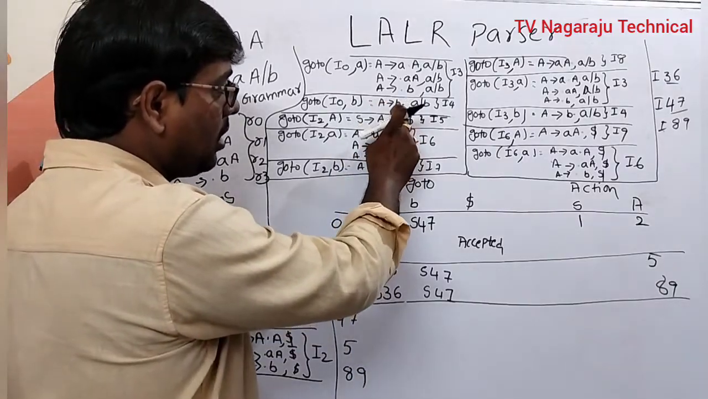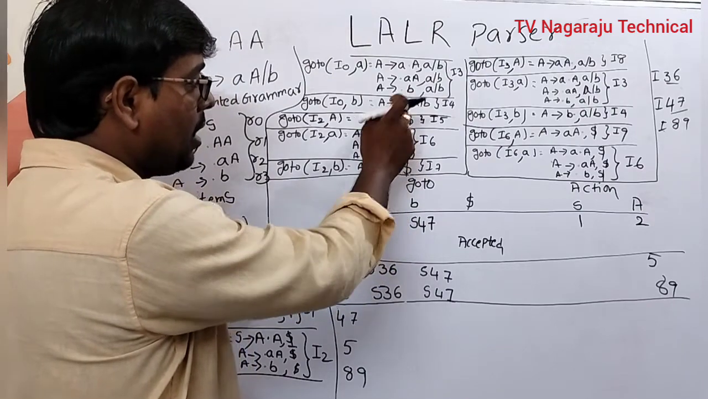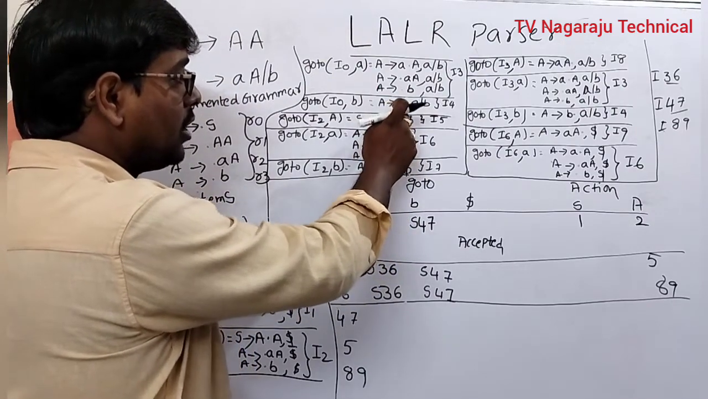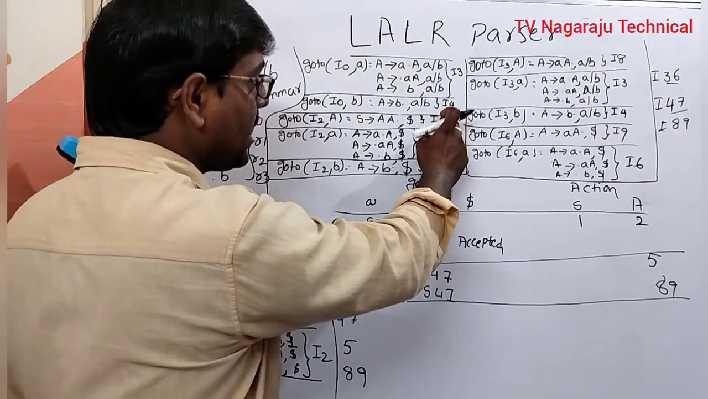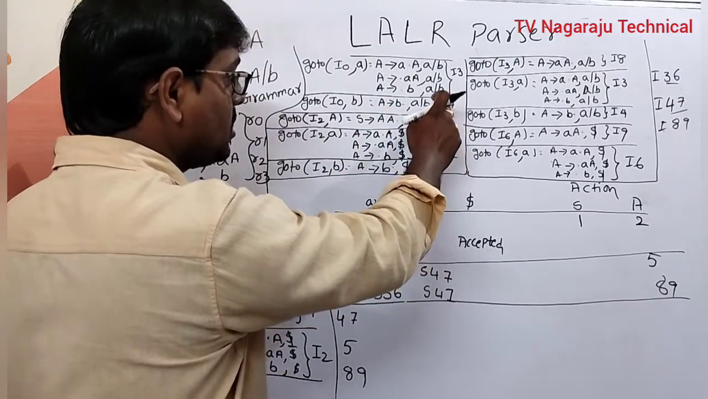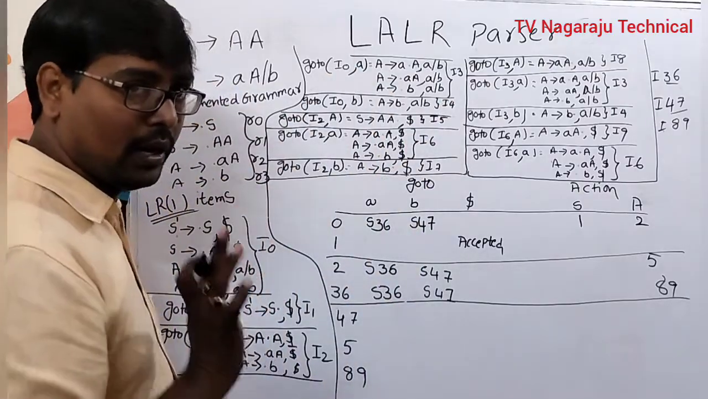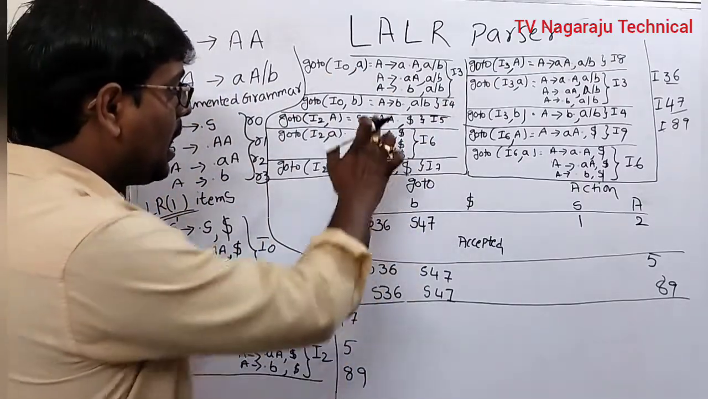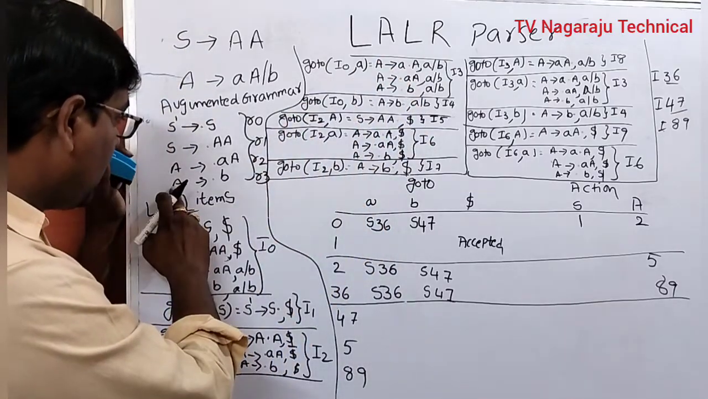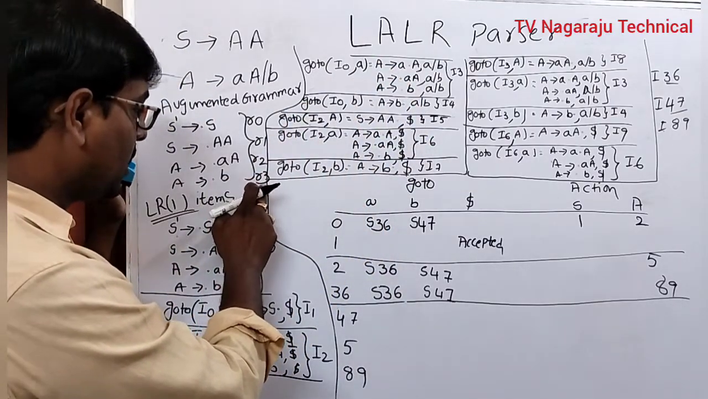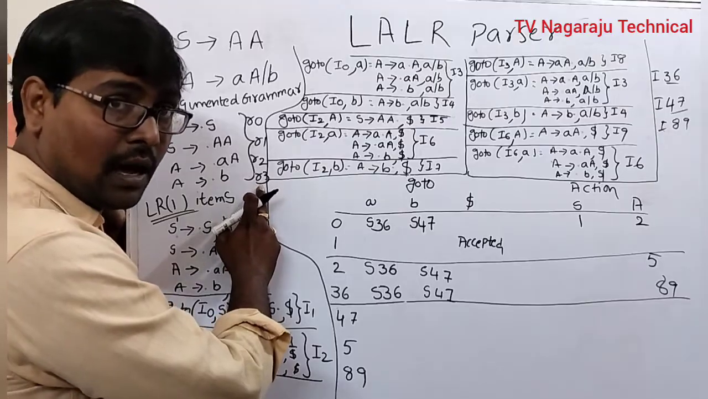Now check this one. Here, A tends to B dot. So this is reduced. This is the last term. The state is I4, so this other one is not at all required. Observe the production A tends to B dot. A tends to B. The production number for this reduction is R3.